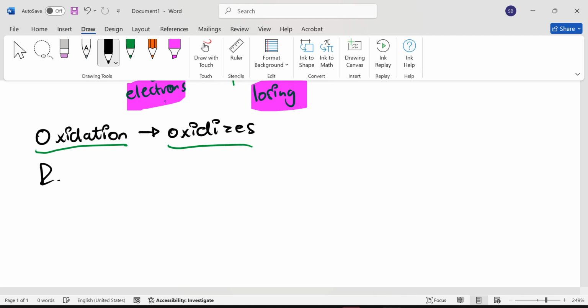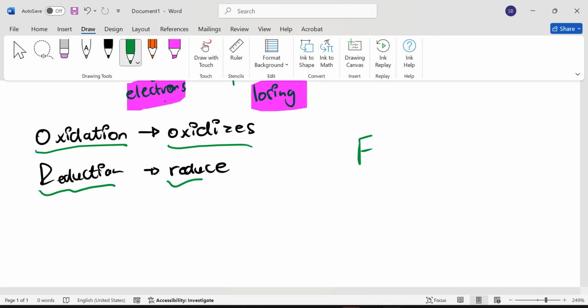And then you have the second one, which is reduction. A substance that undergoes reduction is known to reduce. If I'm given fluorine, and fluorine somehow undergoes reduction, either by gaining electrons or by decreasing in oxidation number, whatever it is, once you identify fluorine as the one that undergoes reduction, we say that fluorine reduces. These are very important points that you must not forget. Anything that undergoes oxidation oxidizes, anything that undergoes reduction reduces.